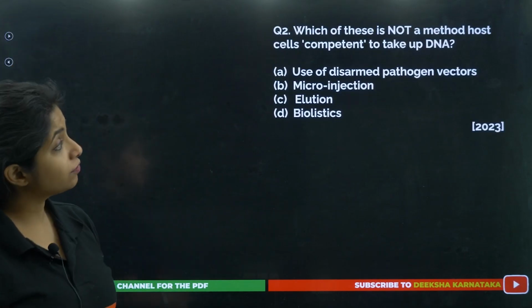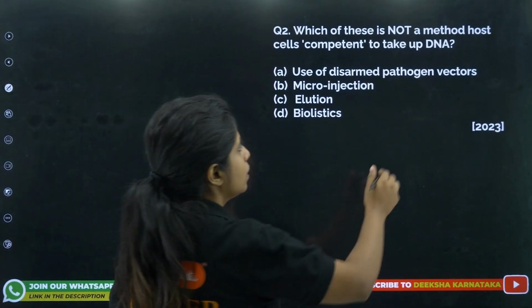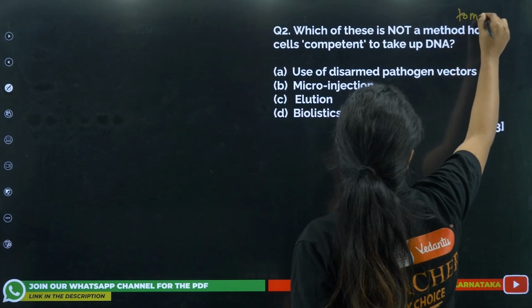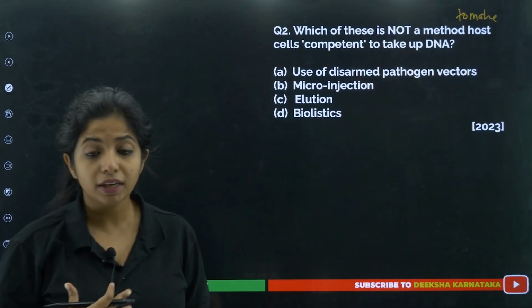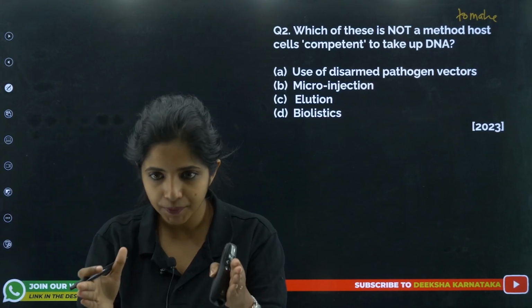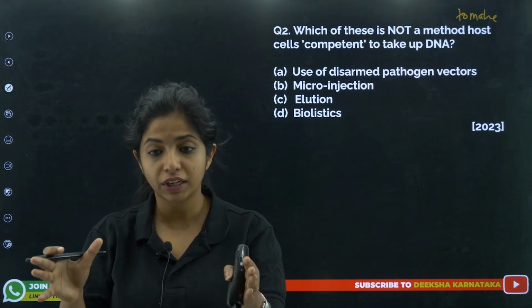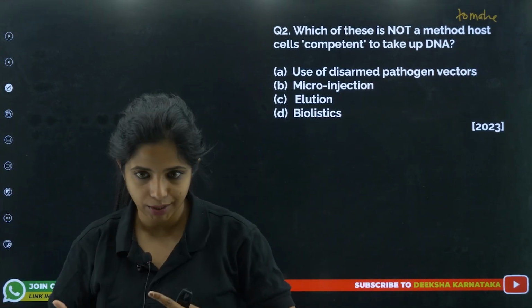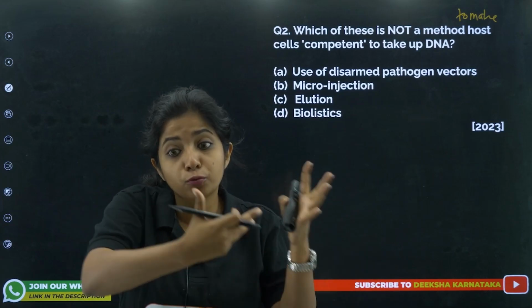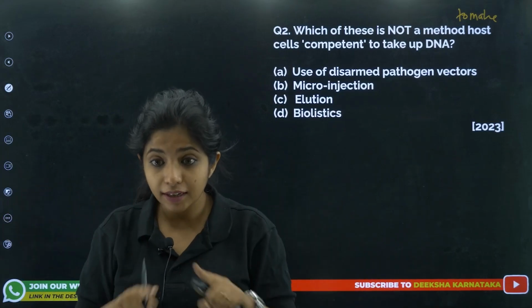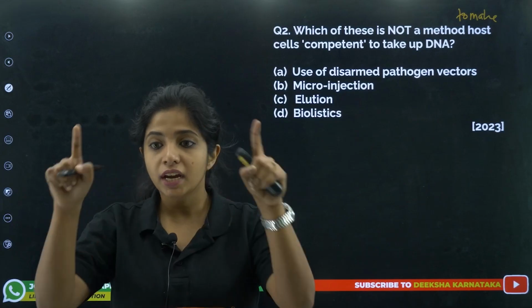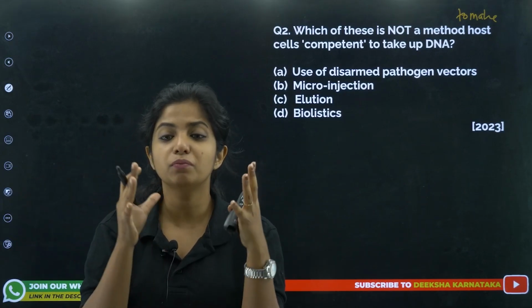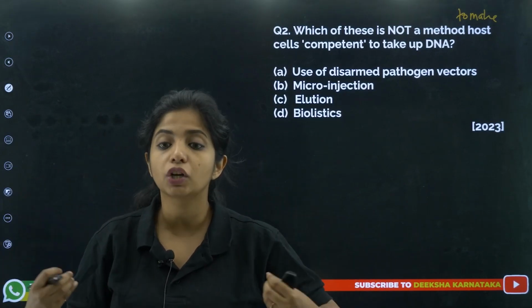Which of these is not a method to make host cells competent to take up DNA? What do you mean by making host cells competent? For example, there is a cell and I want this particular cell to have the gene of interest. I want to put it in there. So this method of transforming, or putting my gene of interest into the host cell, is what I mean by making it competent.